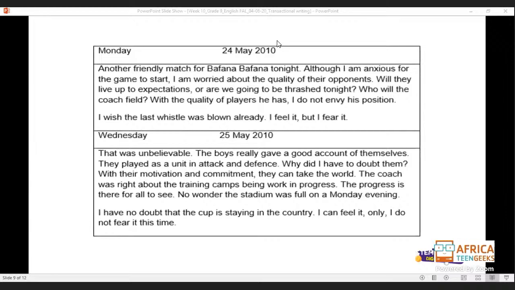25th May 2010. That was unbelievable. The boys really gave a good account of themselves. They played as a unit in attack and defense. Why did I have to doubt them? With their motivation and commitment, they can take the world. The coach was right about the training camps being work in progress. The progress is there for all to see. No wonder the stadium was full on a Monday evening. I have no doubt that the cup is staying in the country. I can feel it. Only I do not fear this time.